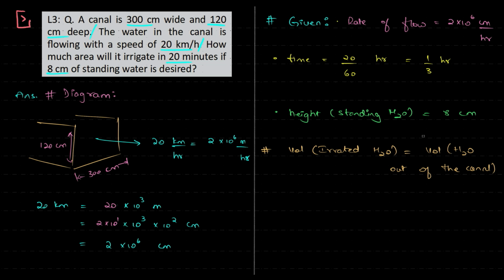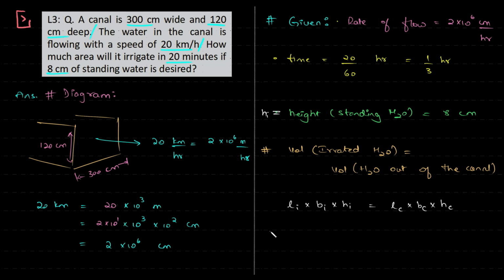Okay, so we have the following. What we have here is volume of the irrigated water will be length of the irrigated stuff and breadth and height. So this is nothing but your HI. This is equal to length of the canal, breadth of the canal and height of the canal. Oh yeah, I forgot to mention about the height.